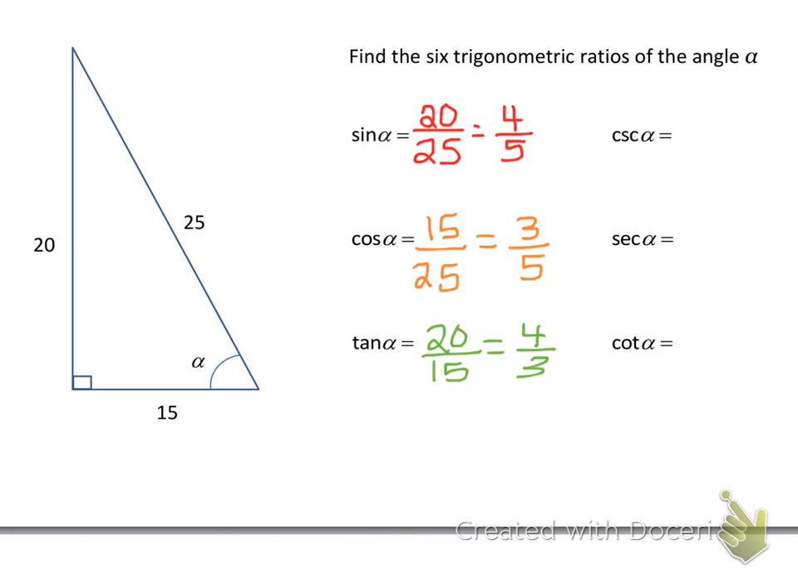So now if we did 1 over sine, we would say 5/4. 1 over cosine is 5/3. And then 1 over tangent is 3/5. Oh, I'm sorry, 3/4.